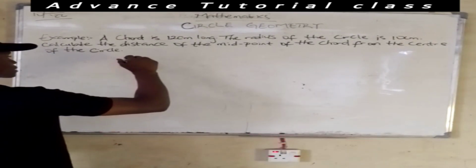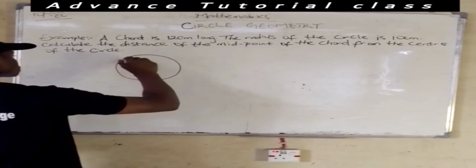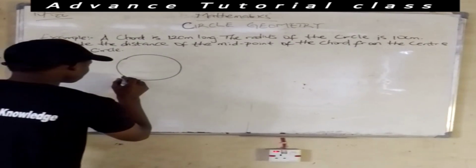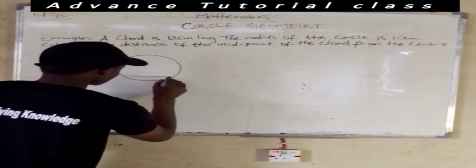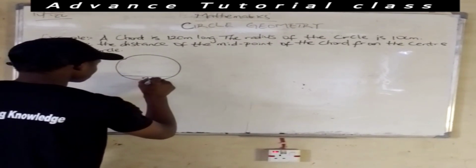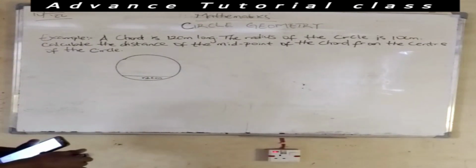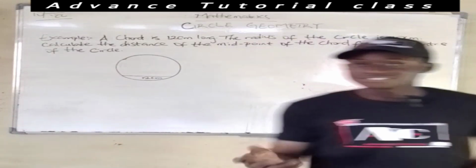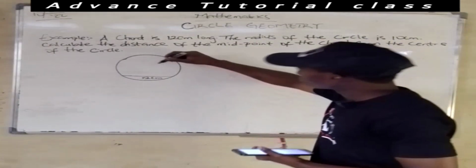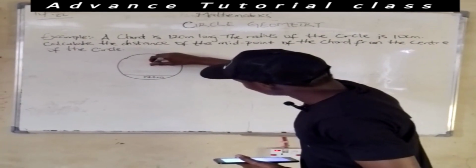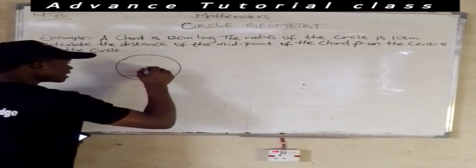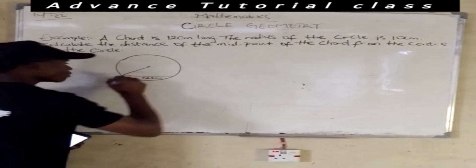So I'll first draw a circle. Then I will now put the chord. The chord is around here, 12 centimeters long. So the radius of the circle is 10 centimeters. Remember I told you that the radius of the circle is that line that is drawn from the center of the circle to any point on the circumference. In this case, I'll be drawing my radius from the center to the end part of the chord around here.